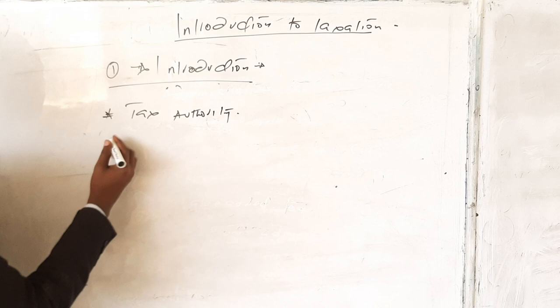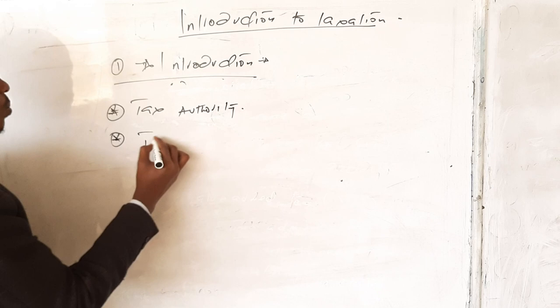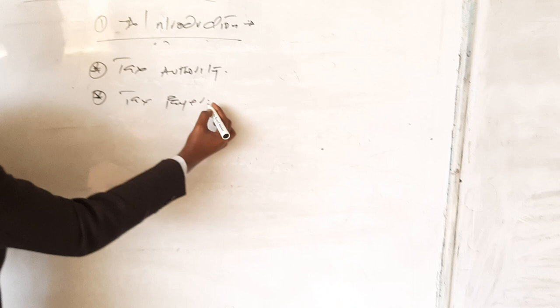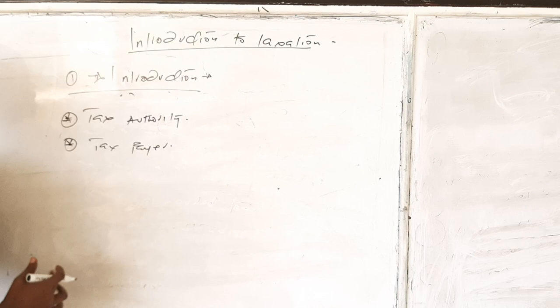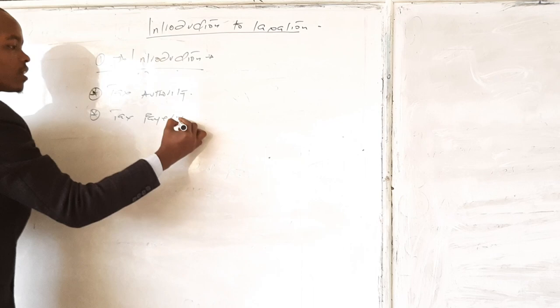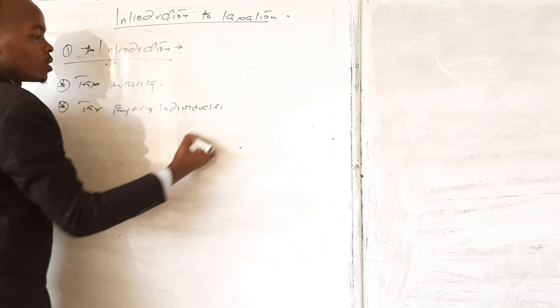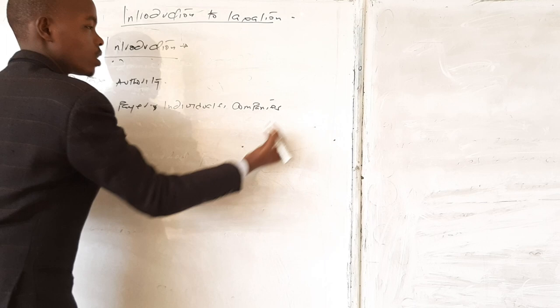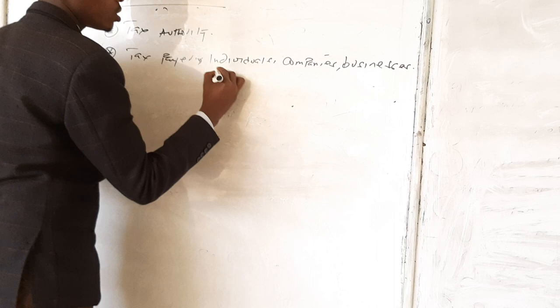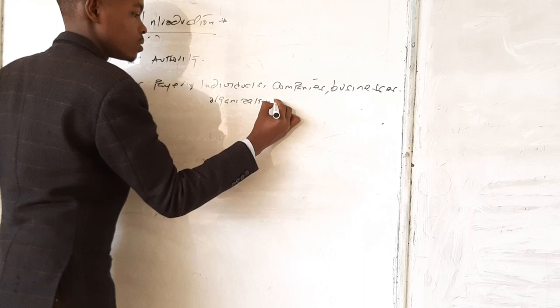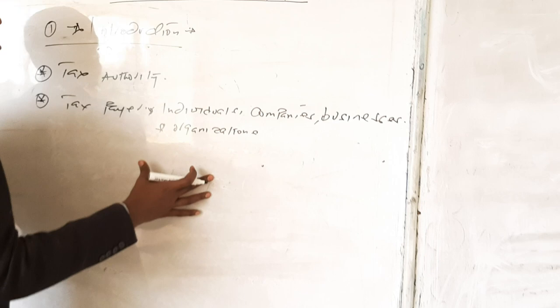The second feature here we need to look at is the taxpayer. So who is the taxpayer? In short, the taxpayer is the person or the entity that pays the tax. For example, you can talk of individuals, companies, businesses and other organizations. The amount of tax is compulsory and there is punishment for failure to pay.